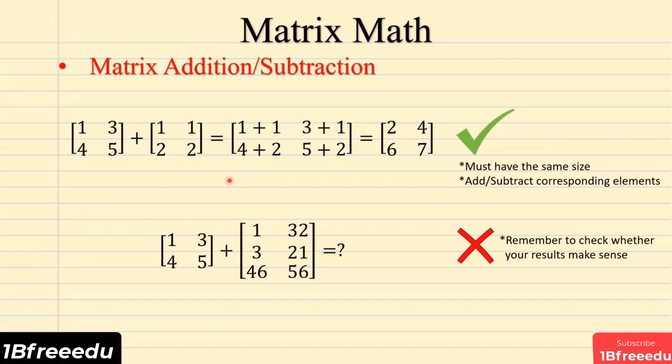As far as carrying out the actual operation, all you need to do is just add or subtract the corresponding matrix elements. So here, in order to get this first element, I just add the corresponding elements. 1 plus 1 gives me 2. 3 plus 1 gives me 4. And so on and so forth. And as we can see, the resulting matrix will also be of the same size: same number of rows, same number of columns as the matrices we are adding.